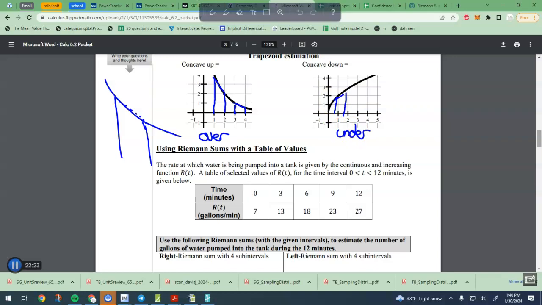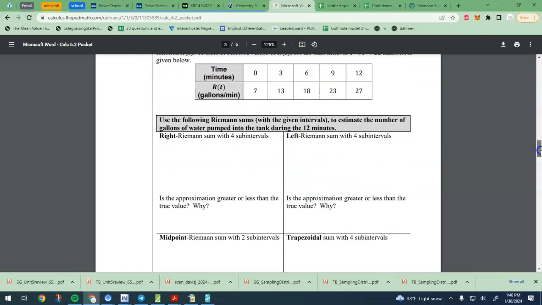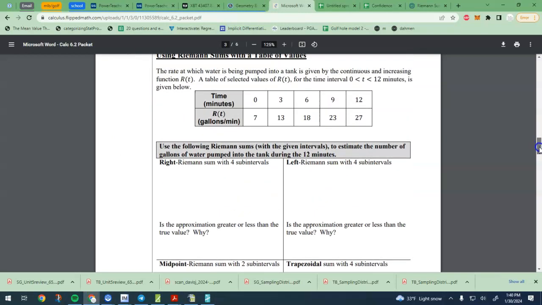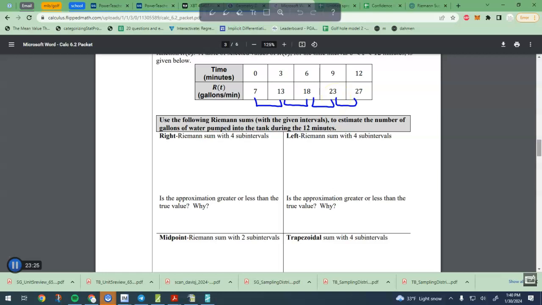All right, from a table. So it's the same idea. It's actually, I think, easier from a table. Right, left, mid. So, right hand endpoint, 4 subintervals. I've got 4 subintervals, like between 0 and 3, between 3 and 6, 6 and 9, 9 and 12. So look at your first subinterval between 0 and 3. We're just doing base times height, plus base times height, plus base times height. Add up the area of rectangles.